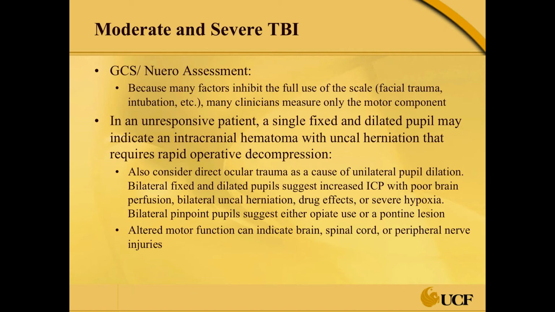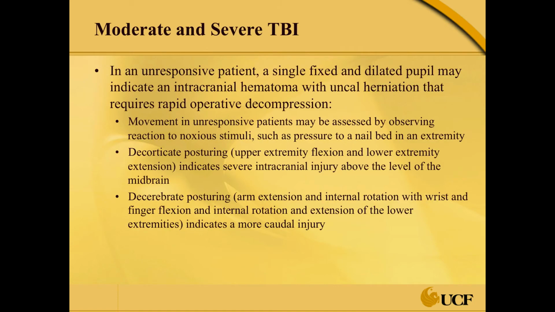Altered motor function can indicate brain, spinal cord, or even peripheral nerve injuries. In an unresponsive patient, like we said, uncal herniation with that single fixed dilated pupil. Movement in unresponsive patients may be assessed by observing reactions to noxious stimuli. So you might put pressure on the nail bed, or if the patient doesn't have a chest trauma, you might do a sternal chest rub and see if they respond to that.